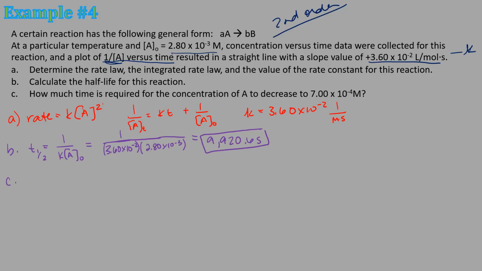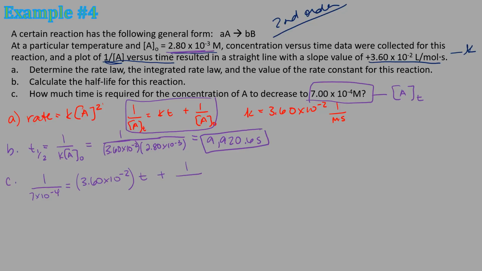How much time is needed for the concentration of A to decrease to 7 times 10 to the negative 4? So for this one, I'm going to plug it into the integrated rate law right here, where this value will be A at time t, because that's the concentration we want at time t. And then this is my initial concentration. And so my K, 3.60 times 10 to the negative 2, and then my time is what I'm looking for, plus 1 divided by 2.80 times 10 to the negative third.